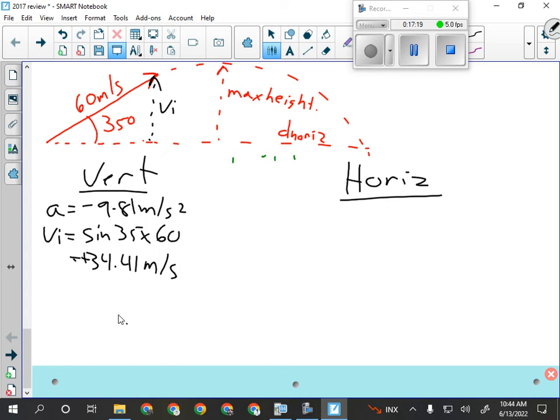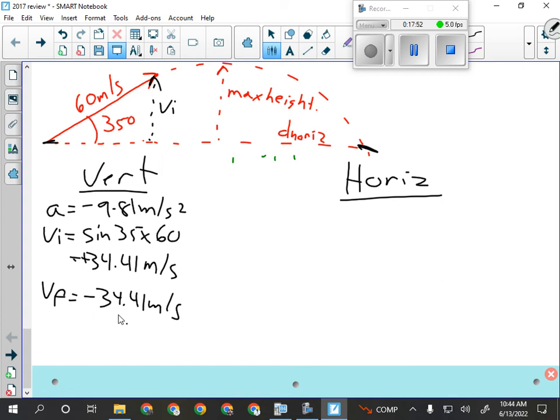Since I told you that the launch point and the impact point are the same height, what's VF? Negative 34.41 meters per second. What goes up must come down. And so by the time it gets back down, of course, in the perfect physical world, it'll be going exactly the same vertical speed it was when it was launched. Okay, everyone okay with that?